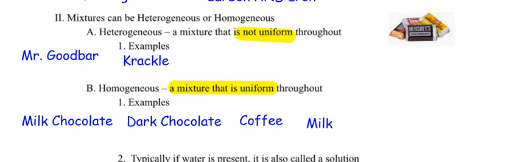Well, how about this Italian dressing? You know what I'm talking about? What's Italian dressing made up of? Well, oil and vinegar and spices and all that kind of stuff, all right? So is it the same throughout? No. All right, it is not. You might get a little piece of garlic in one bite and a piece of oregano in another bite, all right? So Italian dressing is not the same.